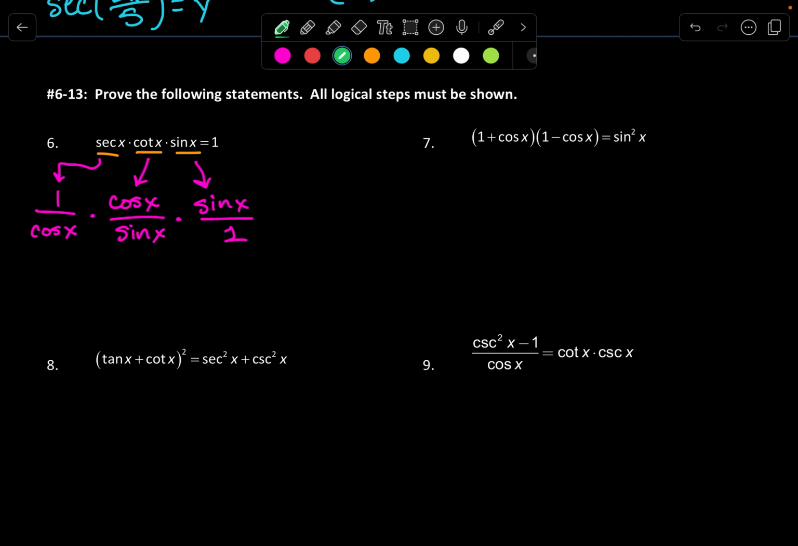So when you look at this, they're all being multiplied, so I can cancel out factors. I've got a cosine in the numerator and a cosine in the denominator. They cancel out. I've got a sine in the numerator and a sine in the denominator. They cancel out. So all I'm left with after all this multiplication is 1 over 1. And so my final, left side equals 1, right side equals 1 is proven true.